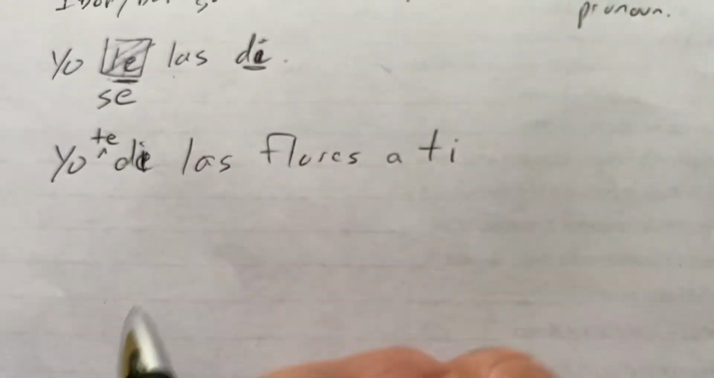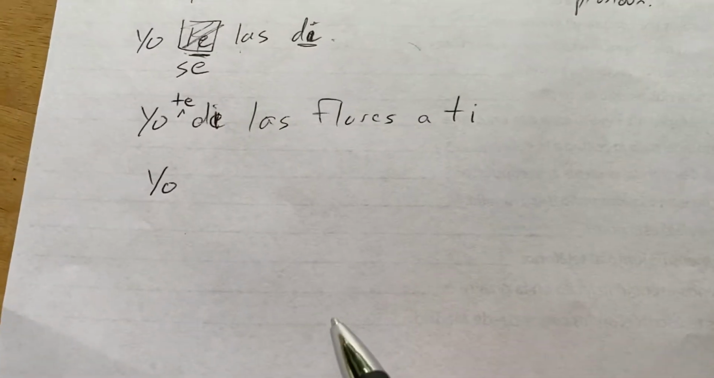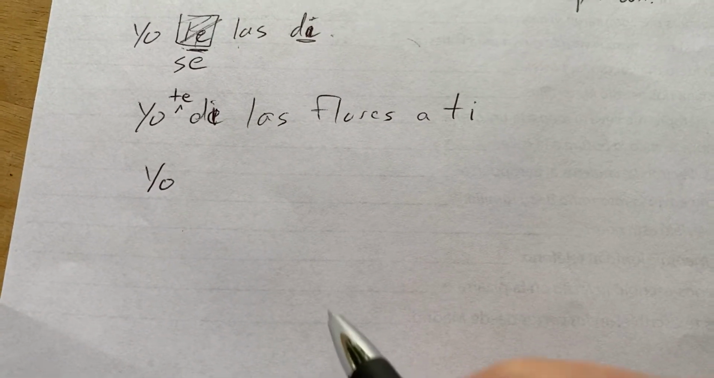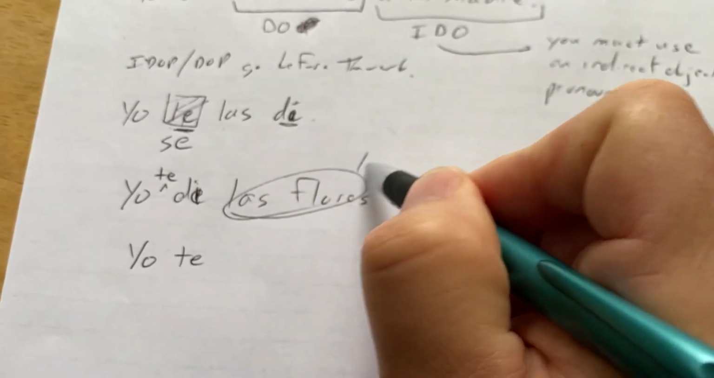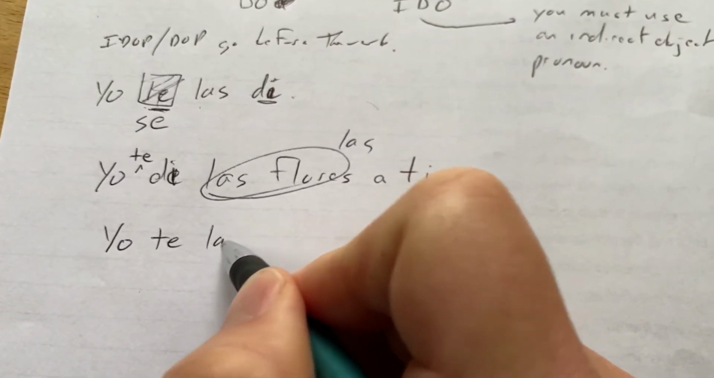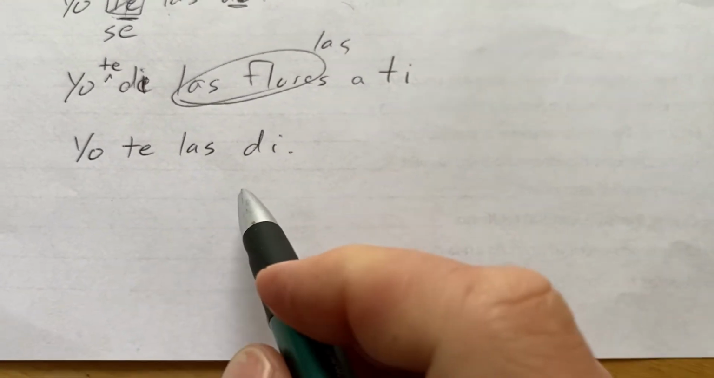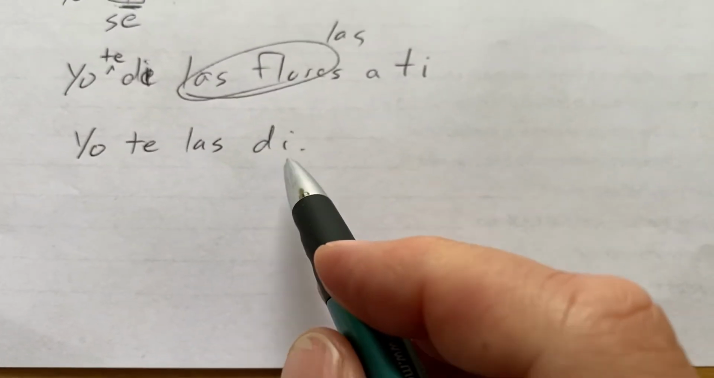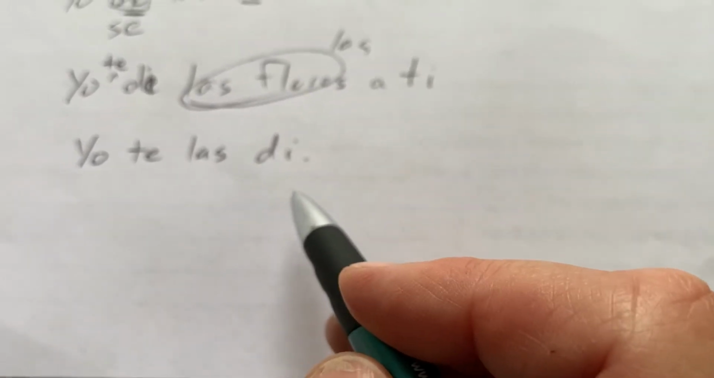Now, what I'm going to do is magically shorten this sentence. And I want you to take a look at this. All right, which comes first? People or things? Te. What do I change las flores to? Las. So I'm going to go te, las. I'm going to keep the verb. Yo te las di means I gave them to you. Yo te las di. And that's it.